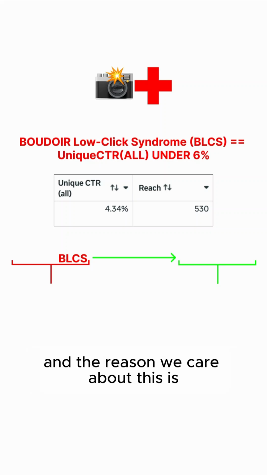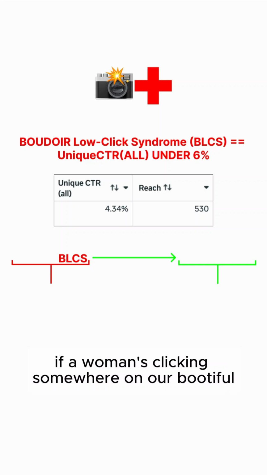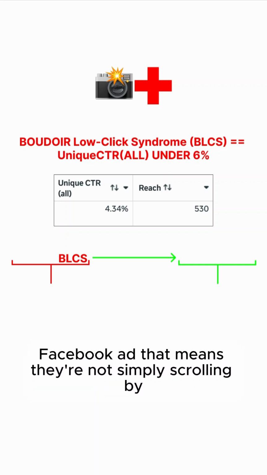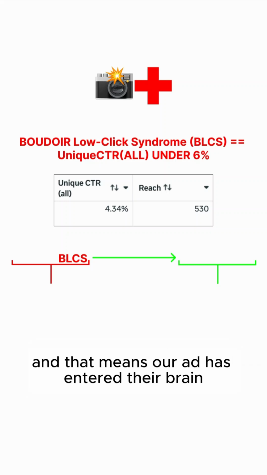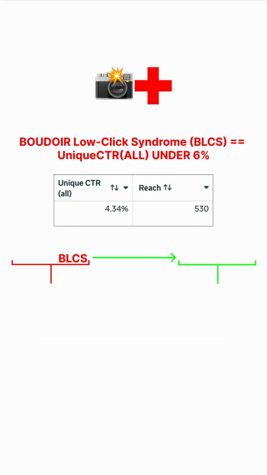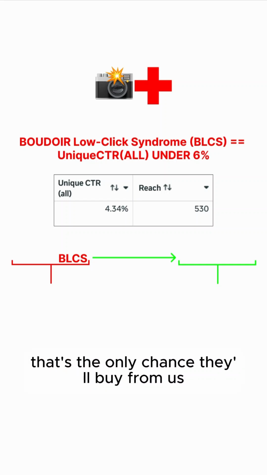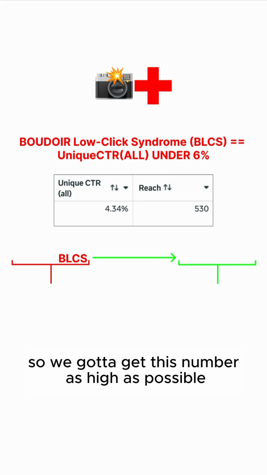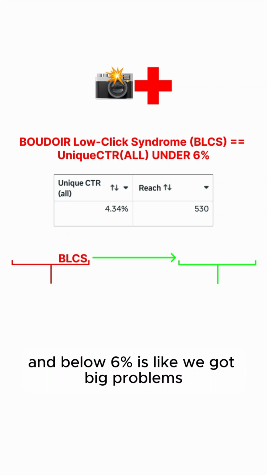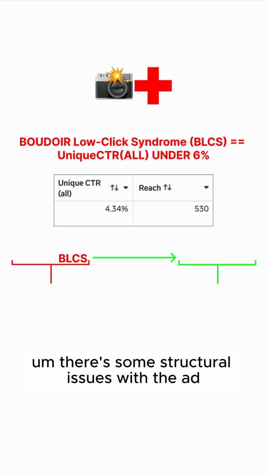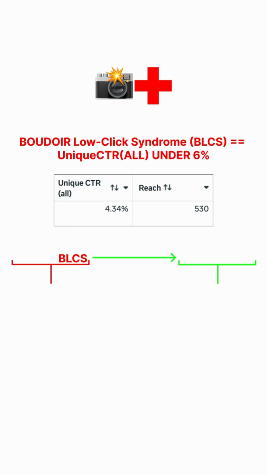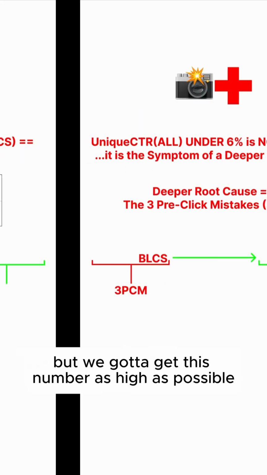And the reason we care about this is if a woman's clicking somewhere on our boudoir Facebook ad, that means they're not simply scrolling by, and that means our ad has entered their brain. And the reason we care if our boudoir Facebook ad enters their brain is because that's the only chance they'll buy from us. So we gotta get this number as high as possible, and below 6% is like we got big problems. There's some structural issues with the ad.